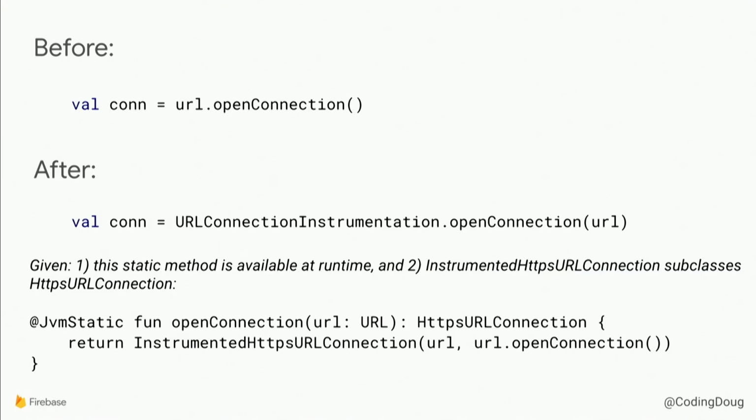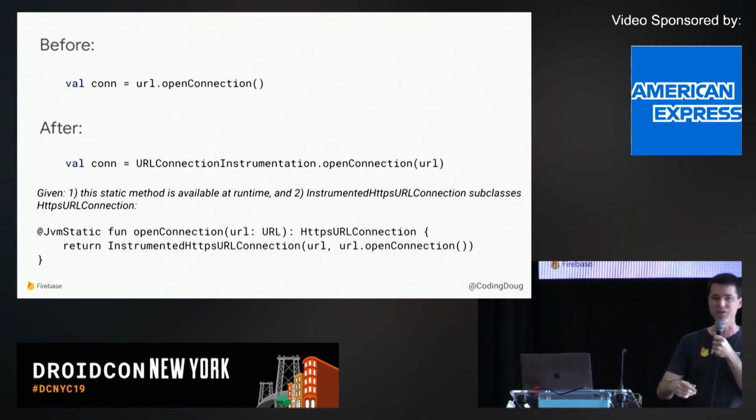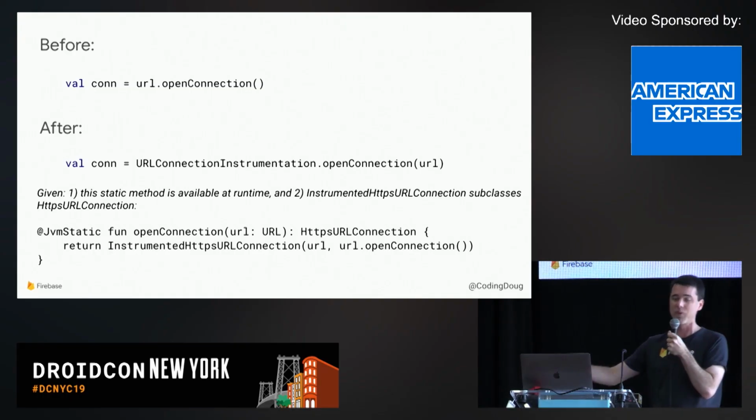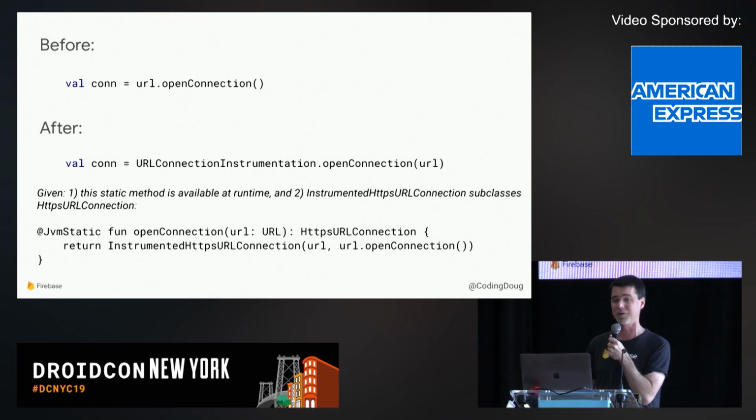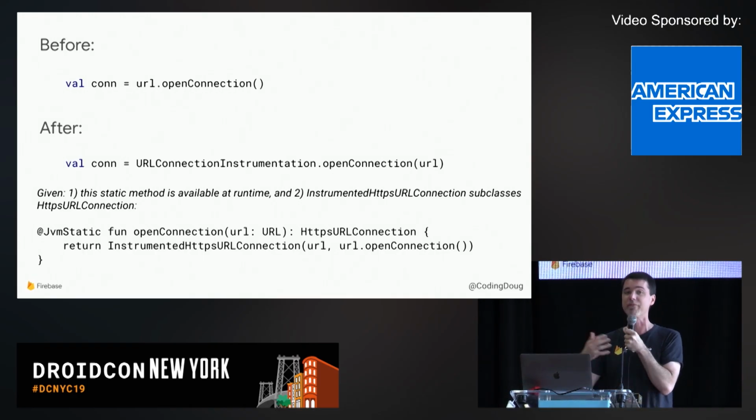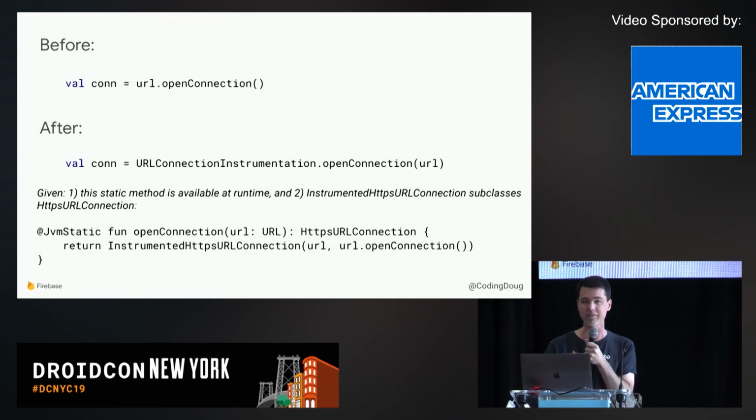Now what happened here is the caller is kind of being duped into using my URL connection. That's not the one that they asked for, but it still looks like a URL connection. It subclasses URL connection. It still looks and feels and performs exactly like that first URL connection. So we're being kind of tricky here.